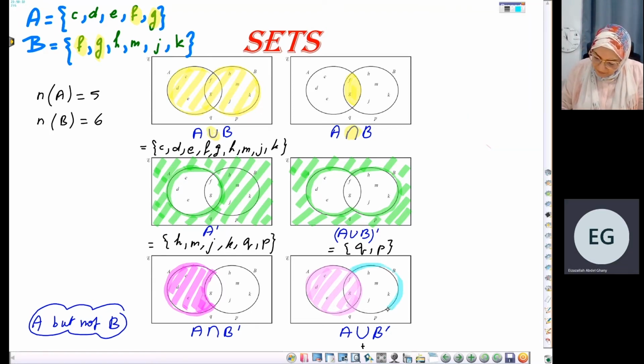Okay, cover B with your hand and start shading everything outside B, but in the universal set. It means that you will nearly shade the whole box except this white crescent, which is a part of B. This is A union B dash.